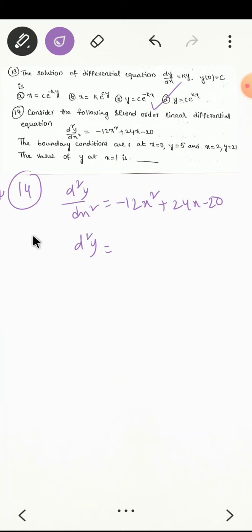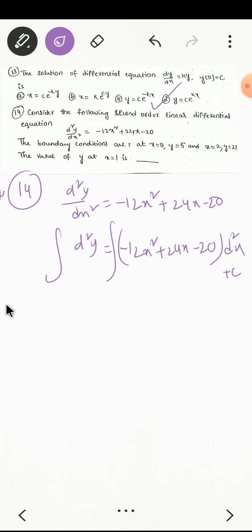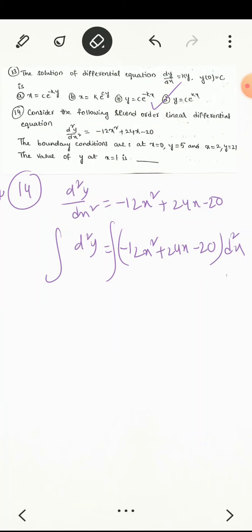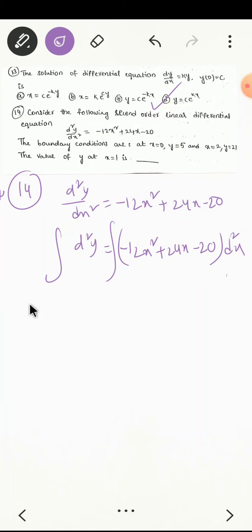So I can write d square y, that is, y terms all on one side, then this is minus 12x square plus 24x minus 20 into dx. So y terms on one side, x terms on the other side. Apply integration plus c. Then what are you going to get? Integration of 1 dy. First time integration I am doing, so I will get y dy is equal to minus 12x cube by 3 plus 24x square by 2 minus 20x into dx.